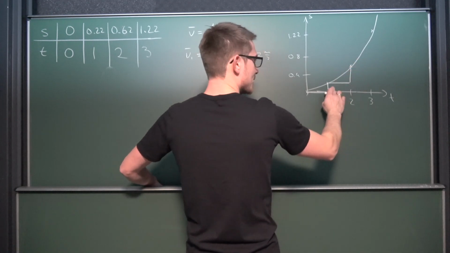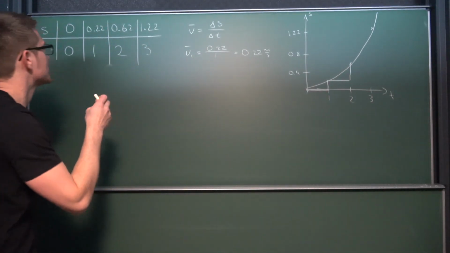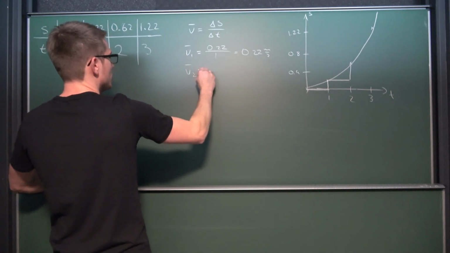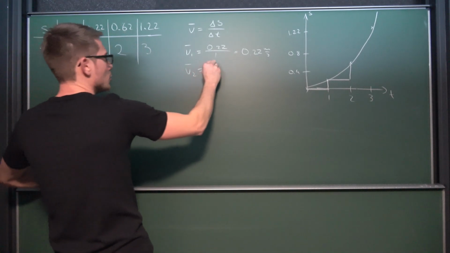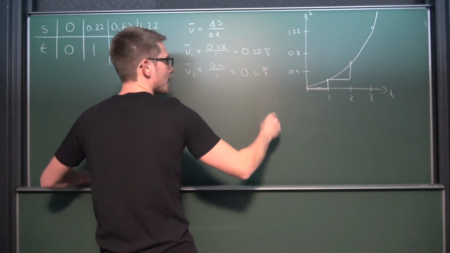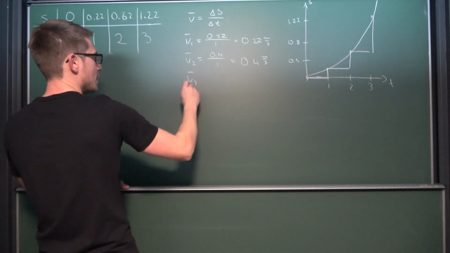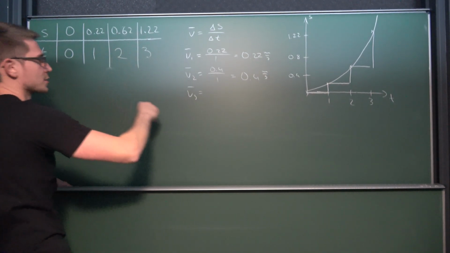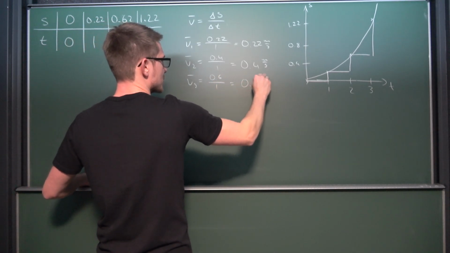So once again, 1 second is going to pass. From 1 to 2 is 1 second. And what is the distance that we travel in this amount of time? It's 0.62 minus 0.22. So V2, the average velocity in this interval, is going to be 0.62 minus 0.22, which is 0.4, divided by 1, so 0.4 meters per second. And the same spiel with the last part: we need to go 0.6 meters in 1 second. So this is going to result in 0.6 meters per second.